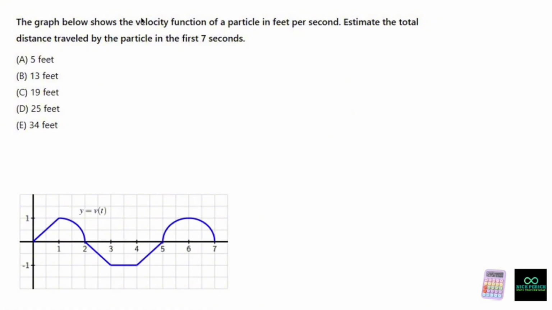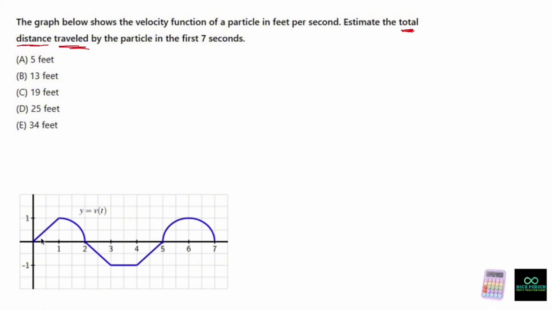The graph below shows the velocity function of a particle in feet per second. Velocity function. Estimate the total distance traveled by the particle in the first 7 seconds. All right, first things first. They don't want where we're at. They want the total distance traveled. And they're asking us to estimate, but since this is a calculator section, we'll actually use our calculator to come up with the most accurate thing that we can.